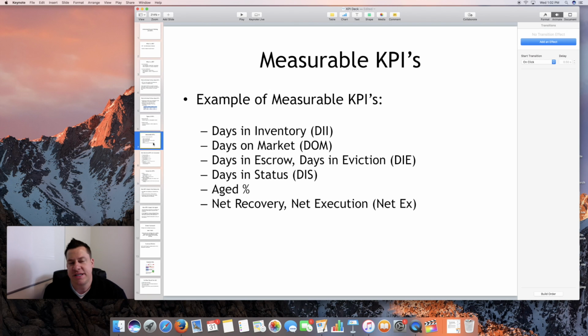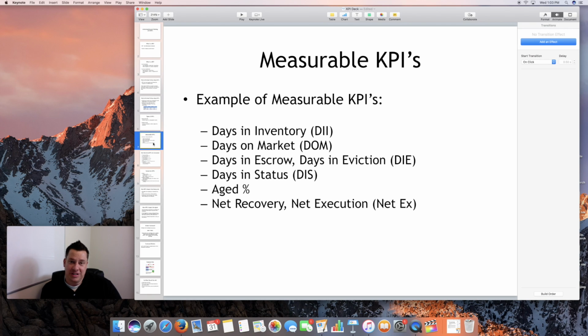So here's some examples of some measurable KPIs. And I know we did an example on my slanted whiteboard, but examples of KPIs, some of the biggest ones, days in inventory. Like how long has the outsourcer had that property? Days on market, okay, DOM. Days on market is going to basically be how long have we been listed? How long have we been on the market? When did we first hit the market listed, okay?